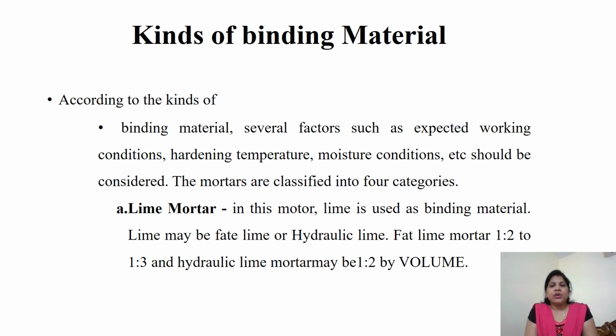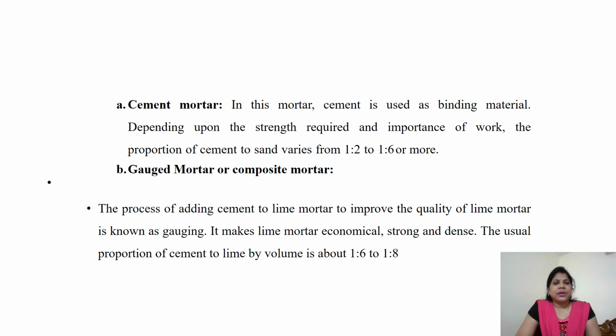For fat lime mortar, the ratio is 1:2 to 1:3, and for hydraulic lime mortar, it is 1:2 by volume. So for fat lime, we can use a ratio from 1:2 to 1:3, and for hydraulic lime, we can use the ratio 1:2. The ratio is by volume. The next one is cement mortar.